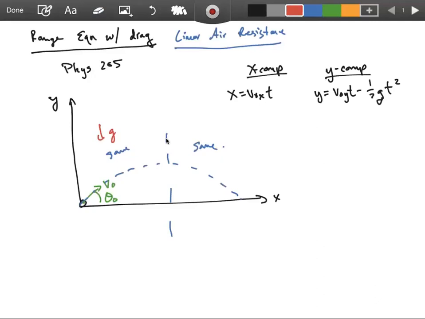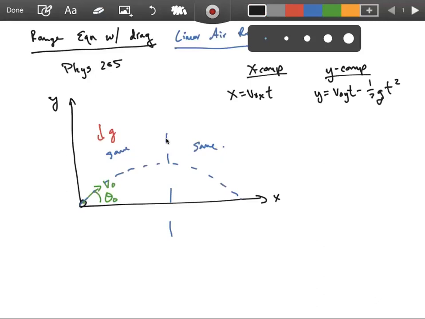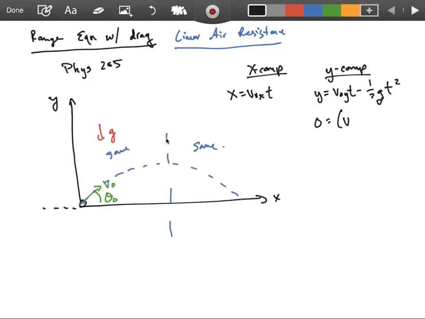In this case, since we know it starts and finishes at y equal to 0 along the same horizontal line, we can say 0 is equal to t times (v initial y minus 1/2 g t). Now, this thing is equal to 0 when either t is equal to 0, which would be the initial position, which can't be the case here, so we set the parentheses equal to 0. So t is going to be equal to 2 times v0y divided by g.